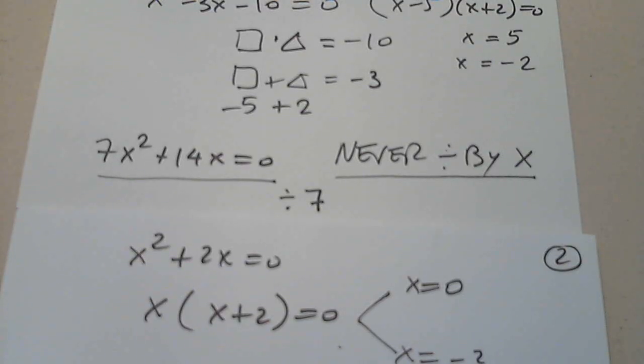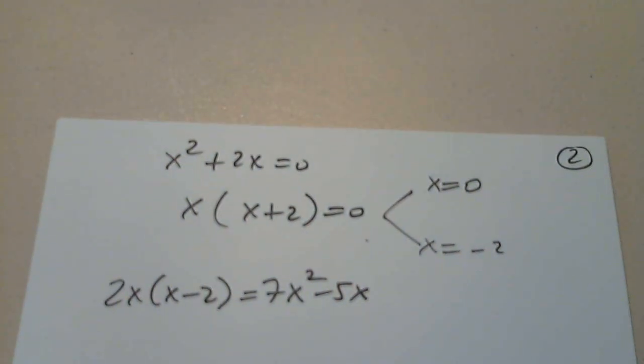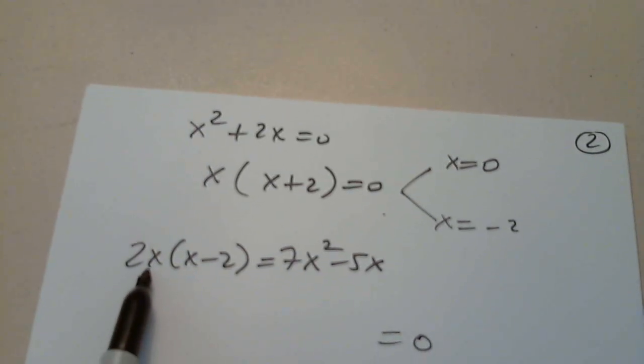Let's see, what else? Okay, this is an important situation. We have 2x(x - 2) = 7x² - 5x. Of course, in this case, this is not ready for the zero product principle. I have to have 0 on one side. So I will have to distribute here first.